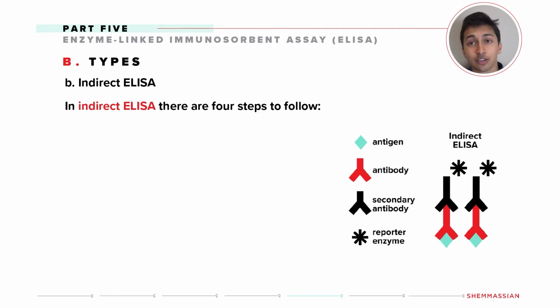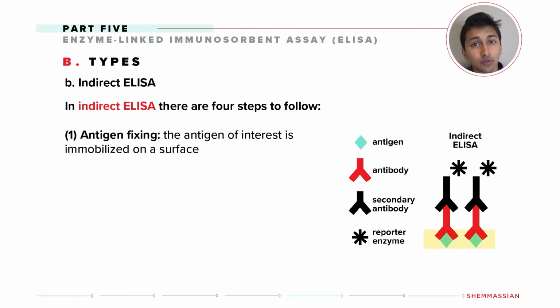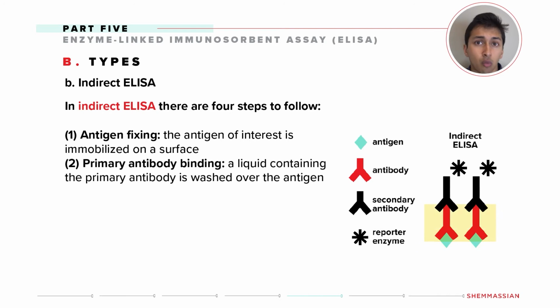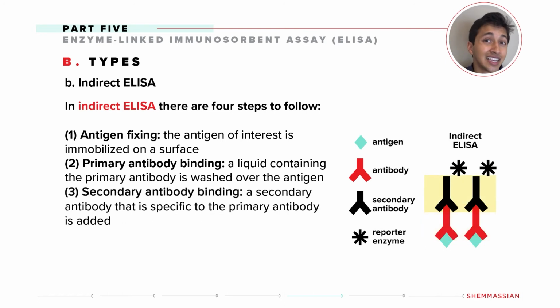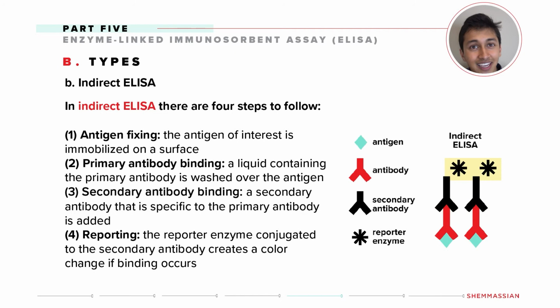Next, we have indirect ELISA. In indirect ELISA, we again place the antigens in the wells and wash it with a solution containing antibodies for the antigen. Then we wash it again with a second antibody that will bind to the first antibody. The second antibody is connected to an enzyme that will create a color change if binding occurs, thereby alerting us to the presence of the antigen.